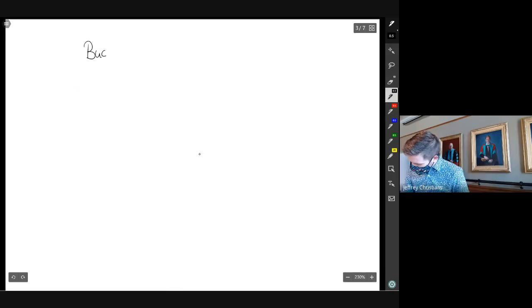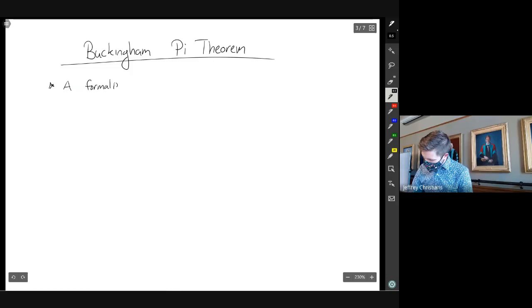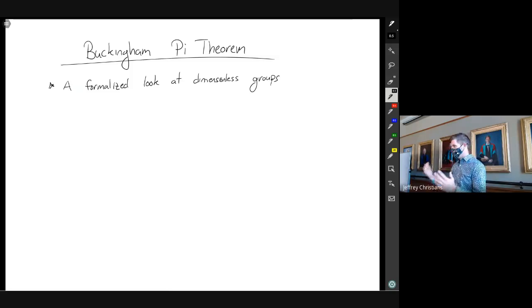Called the Buckingham Pi Theorem. So this is a formalized look at dimensionless groups, trying to get a formalized picture of where we come up with these and how they fit together.